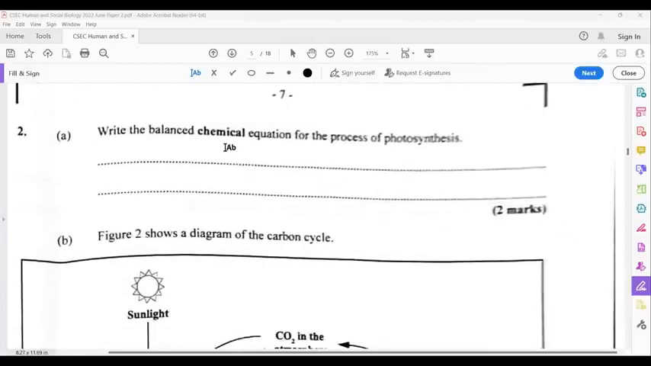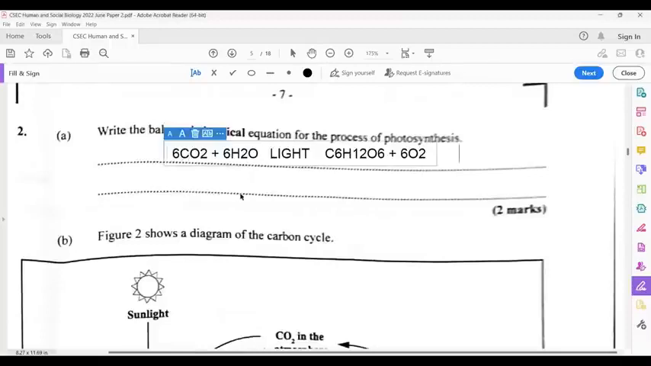Question 2, write a balanced chemical equation for the process of photosynthesis. Photosynthesis raises its head in section A, living organisms and the environment. So that's where this question will focus. So we know to tunnel our answers in that specific direction. So the balanced equation would look like this.